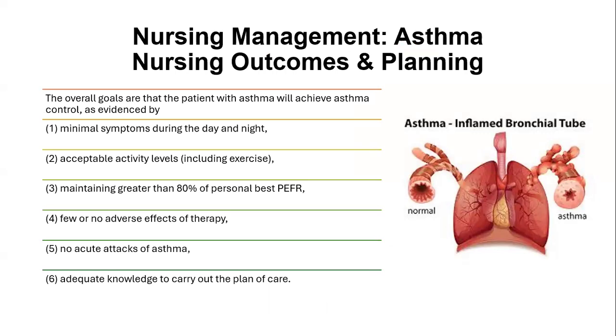Here are the nursing outcomes and planning. The overall goals are that the patient with asthma hopefully will achieve asthma control as evidenced by minimal symptoms during the day and night, acceptable activity levels, maintaining greater than 80% of personal best PEFR, few or no adverse effects of therapy, no acute asthma, and adequate knowledge to carry out the plan of care.